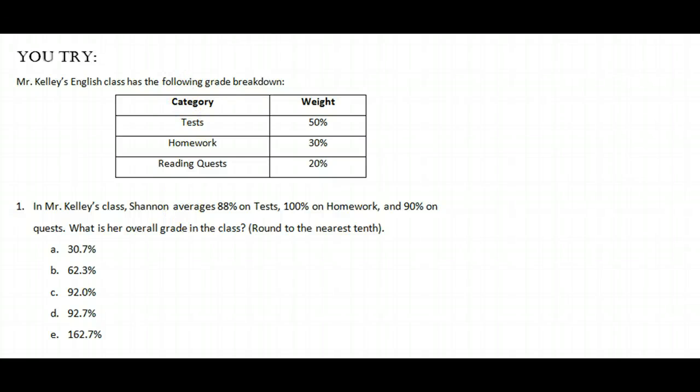Okay, let's see how we did here. In Mr. Kelly's English class, he has the following grade breakdown. He's only got 3 grades that count: tests, homework, and reading quests. Shannon averages an 88% on tests, and they count for 50%. She averages 100 on homework, and homework counts as 30%. And a 90% on quests, and that's 20% of his grade. What is her overall grade in the class? Round to the nearest 10th.